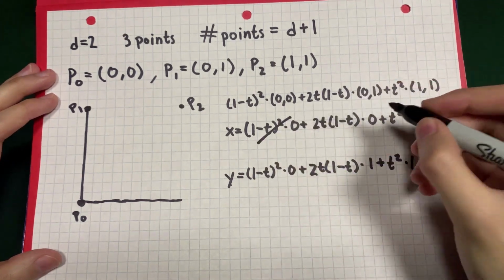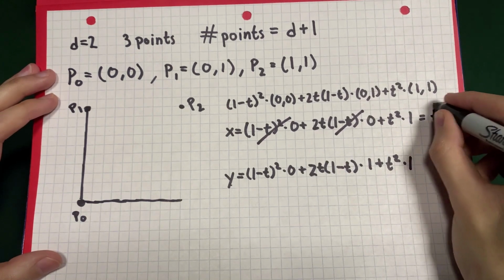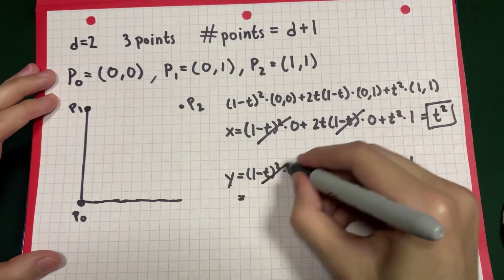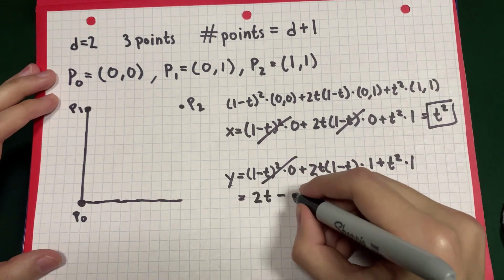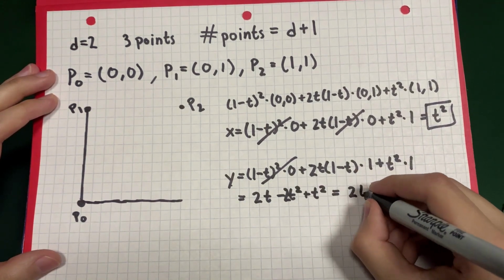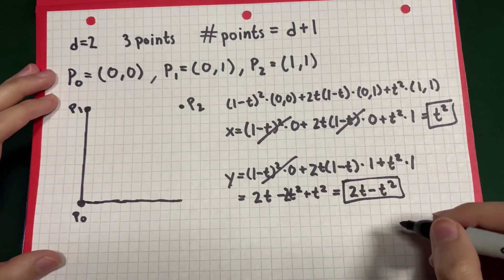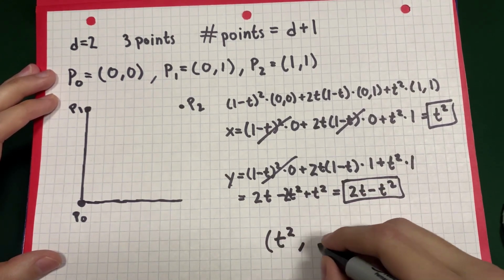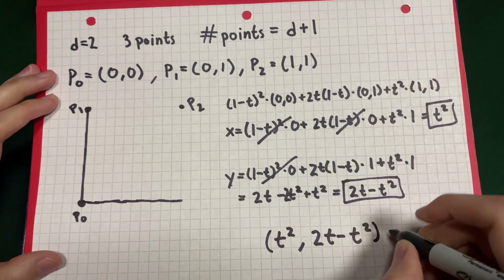These two parts are multiplied by 0, so they cancel out, and you're just left with t squared. This part cancels out, you distribute the 2t here, and you get 2t minus 2t squared minus t squared, which ends up equaling 2t minus t squared. Okay, so we have t squared for x and 2t minus t squared for y.